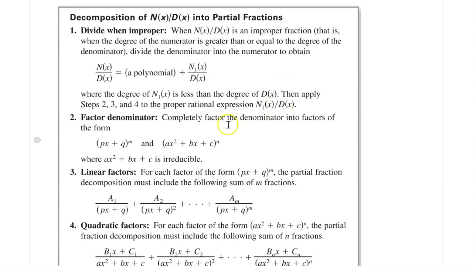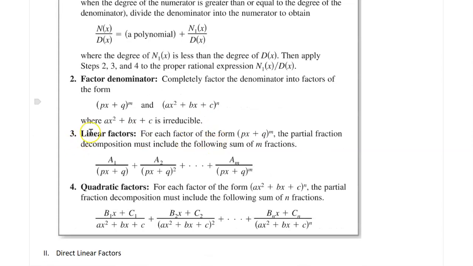Then whatever denominator you have left, you're going to completely factor the denominator into factors of the form (px + q)^m or (ax^2 + bx + c)^n, where this is unfactorable. Any time you have a linear factor, you're going to have some constant over that factor, and if it's of a degree higher than 1, you would have that many copies of it with different constants on top.